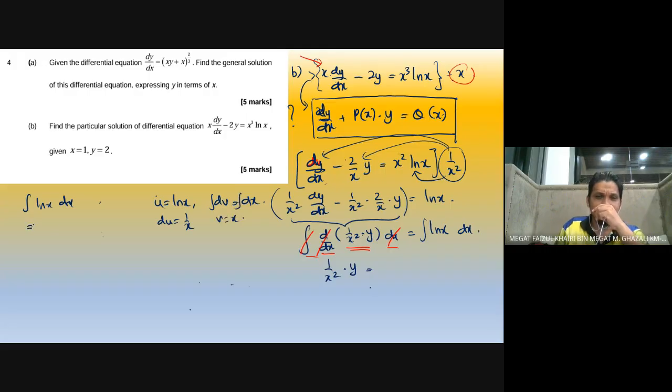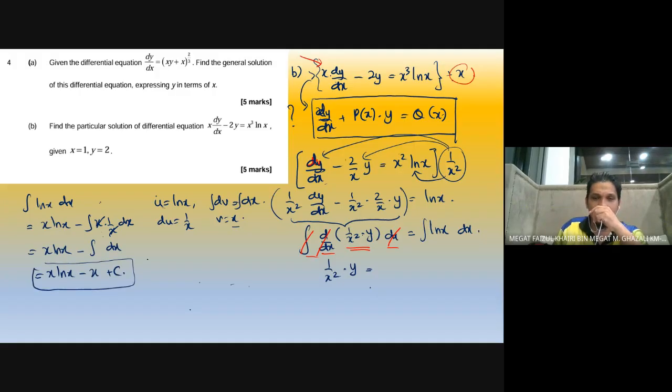So this is uv, x ln x, minus the integral of v du, where du is 1 over x dx. So it is x ln x minus the integral of x divided by x, the integral of 1 with respect to x. It is x ln x minus x plus c. So bring this to this side here. It will give you x ln x minus x plus c.